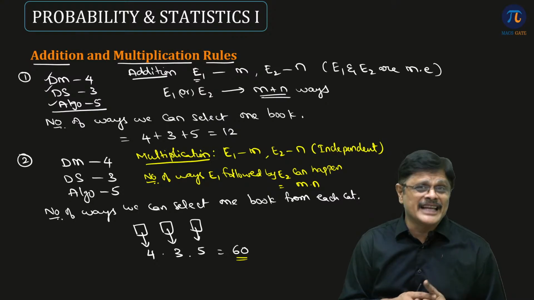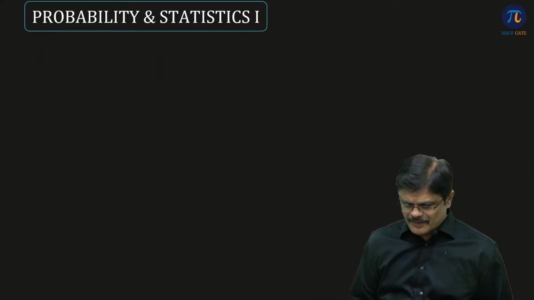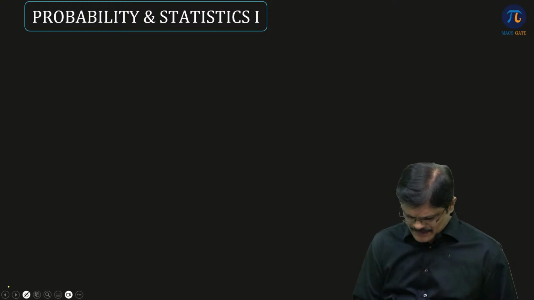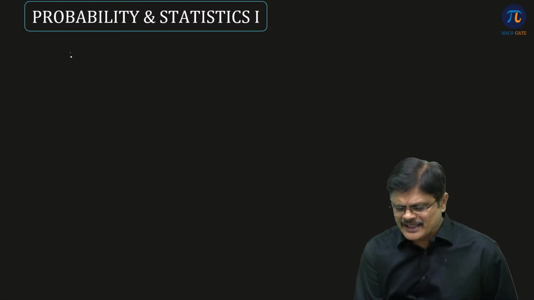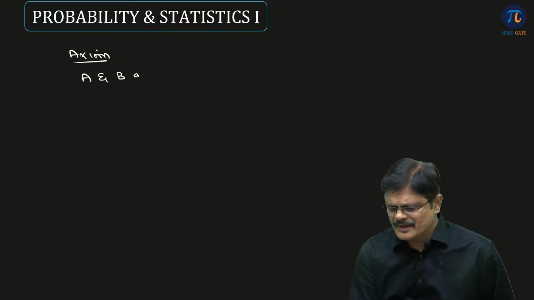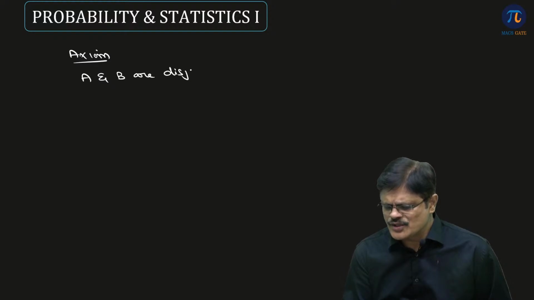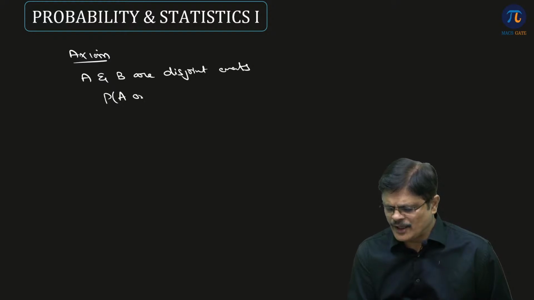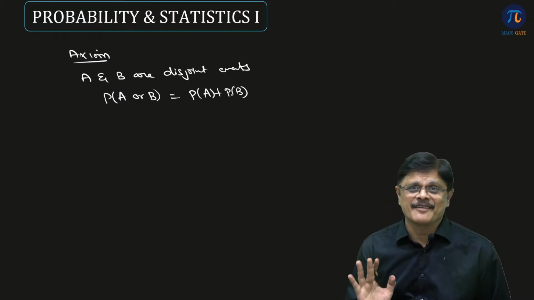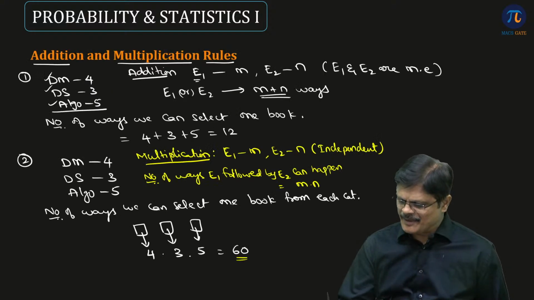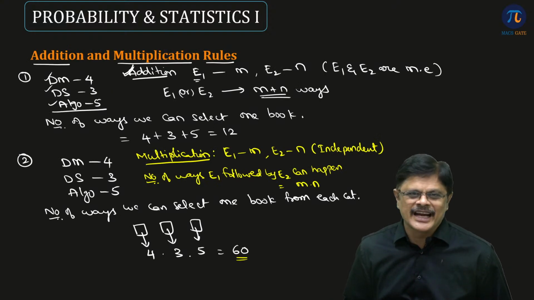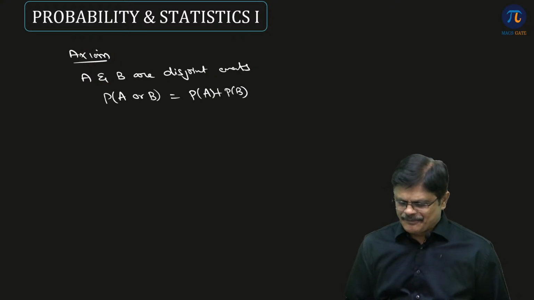We have already seen this under the axioms. If you remember yesterday also, the third axiom says, suppose A and B are disjoint or mutually exclusive events, then the probability of A or B is simply the probability of A plus the probability of B. So this happens, my dear friends, when the events are disjoint. That comes directly from the addition rule. Is the idea clear? Hope you understand.